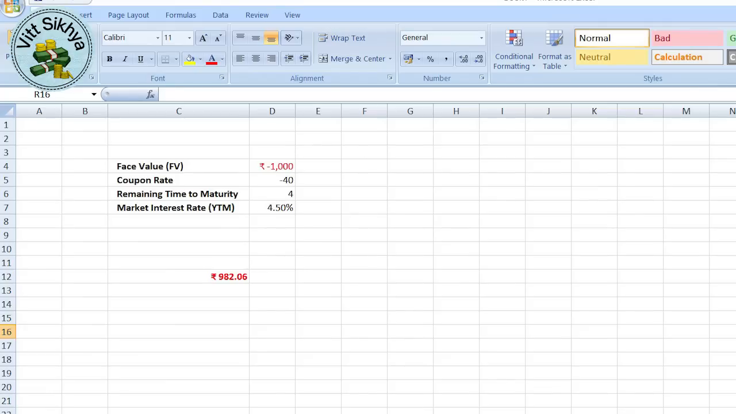Now breaking down this formula: 4.5% is the market rate per period, 9% annually divided by 2 periods. 4 is the number of remaining periods, 2 years times 2 payments per year. Negative 40 is the coupon payment, negative because we receive it. Negative 1000 is the face value at maturity, negative again because we receive it, and 0 means payment happens at the end of each period. So the Excel output here is rupees 982.76, which is the theoretical bond price.